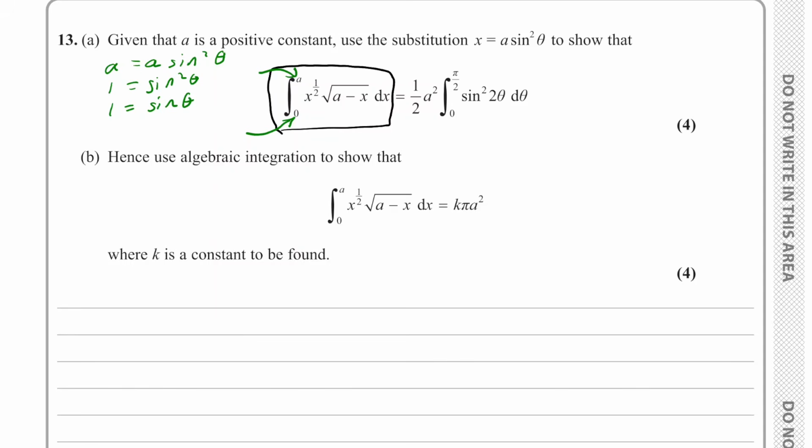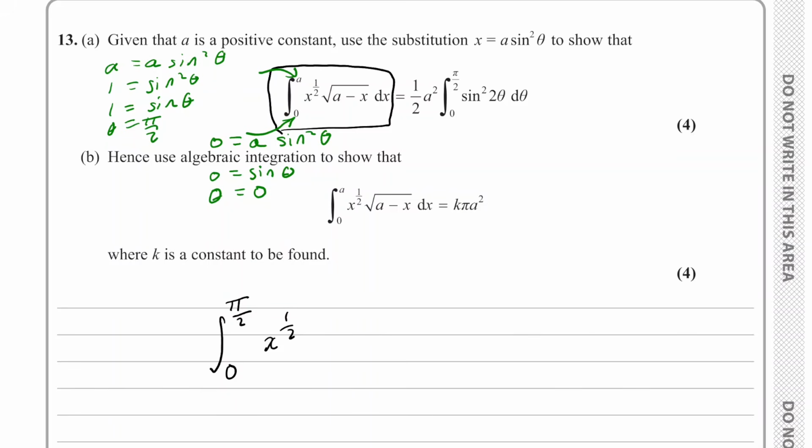And when is sine theta equal to 1? When's the sine graph equal to 1? It's at 90 degrees or pi over 2 radians. And for the 0, we want 0 equals a sine squared theta. Divide by a, that's 0. Where's sine theta equal to 0? It's at 0. So we're changing the limits to pi over 2 and 0.